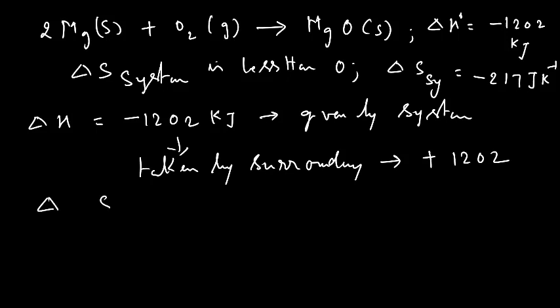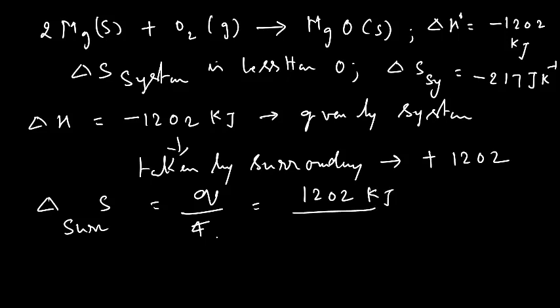Now, delta S surroundings is equal to Q by T. What is T here? 1202 kilojoule divided by the temperature, 298 K. This is a normal temperature. For any reaction we have to consider the NTP. NTP means normal temperature and pressure. Normal temperature is 25 degrees centigrade, which is nothing but 298. Therefore, if we calculate this, we get the value plus 4.03 kilojoule K minus 1.